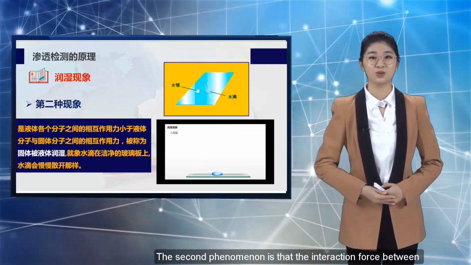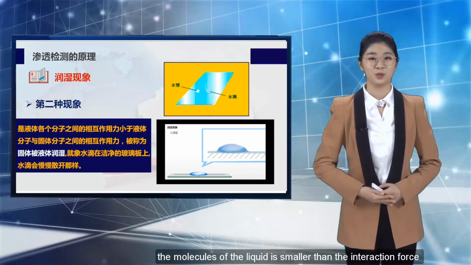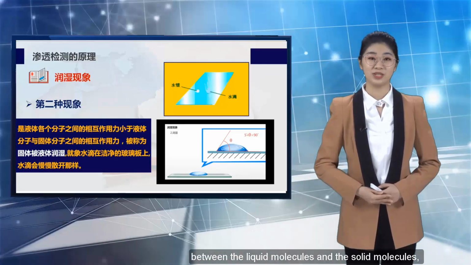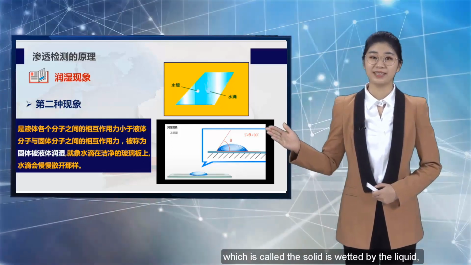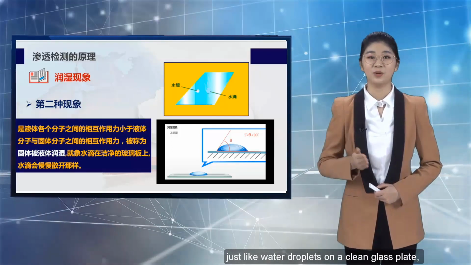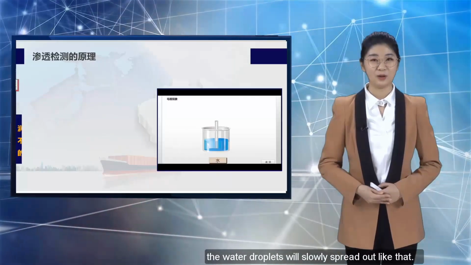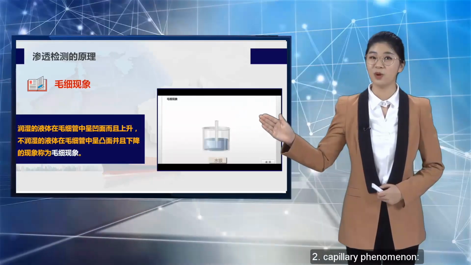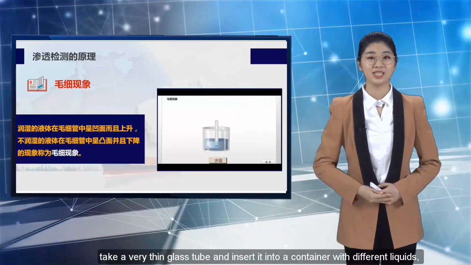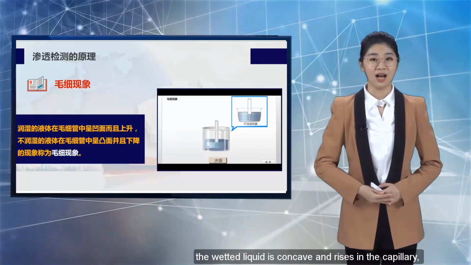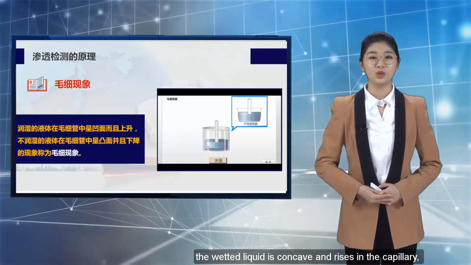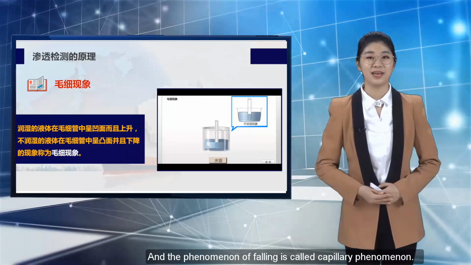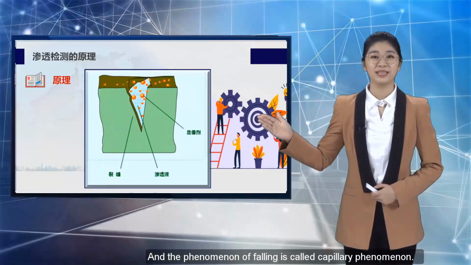The second phenomenon is that the interaction force between the molecules of the liquid is smaller than the interaction force between the liquid molecules and the solid molecules, which is called the solid being wetted by the liquid. Just like water droplets on a clean glass plate, the water droplets will slowly spread out. 2. Capillary phenomenon. Take a very thin glass tube and insert it into a container with different liquids. The wetted liquid is concave and rises in the capillary, and the non-wetted liquid is convex in the capillary and falls. This is called the capillary phenomenon.